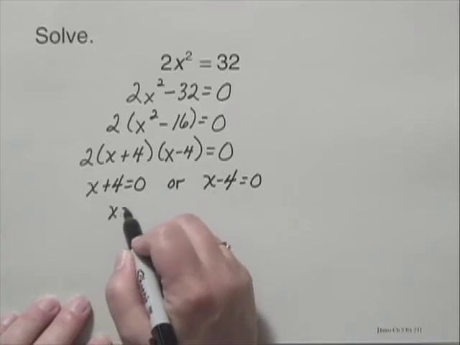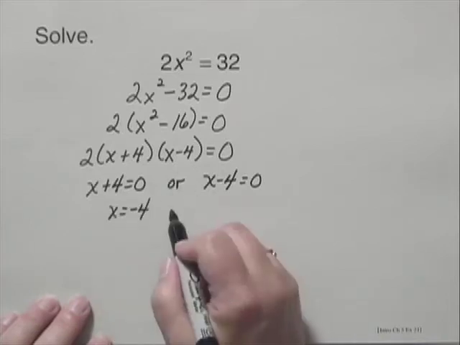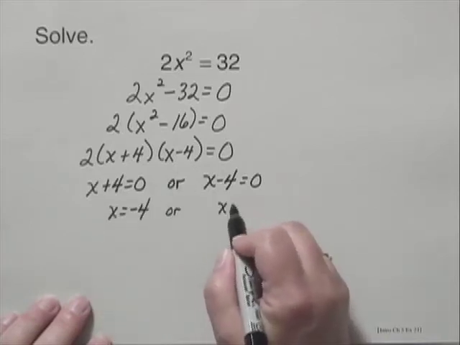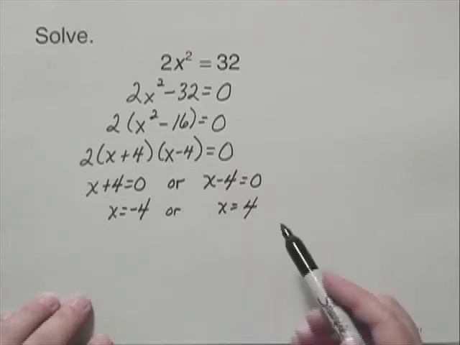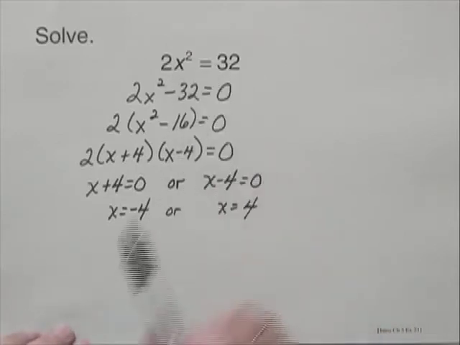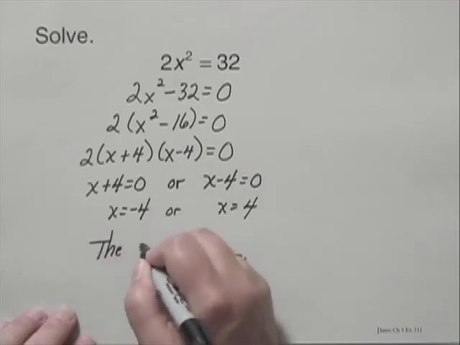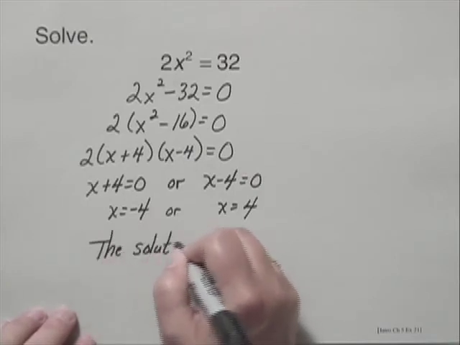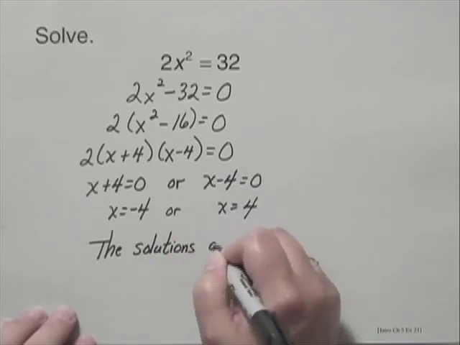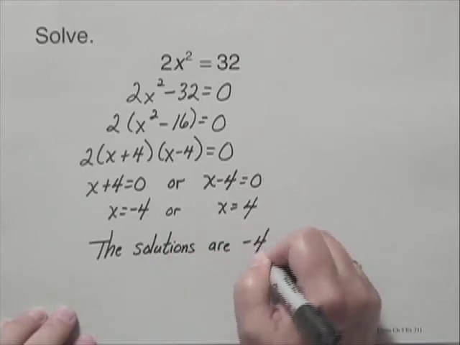Solving, I have x equals negative 4, or x equals 4. Putting both of those back in the original equation, I find that they both check, so I can state that the solutions are negative 4 and 4.